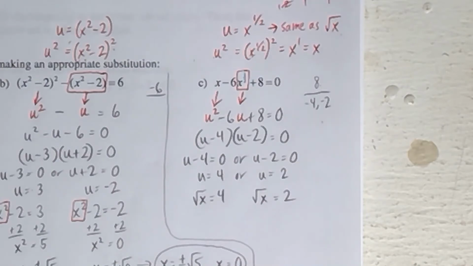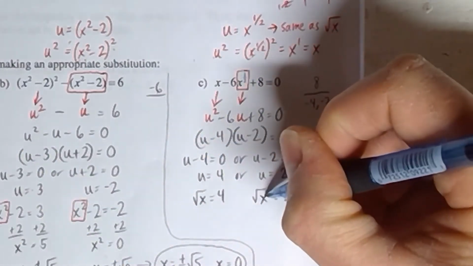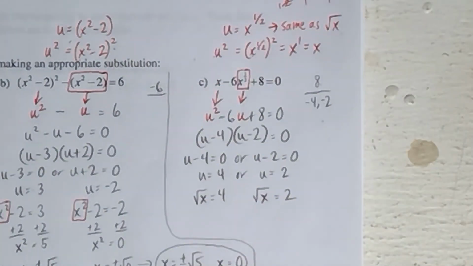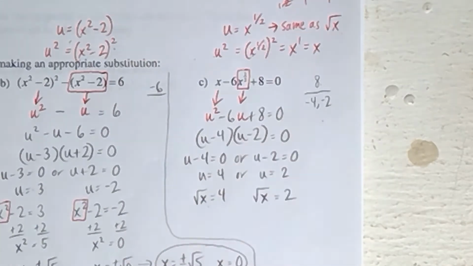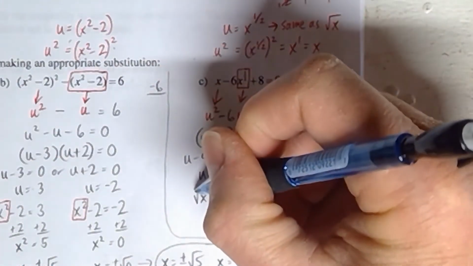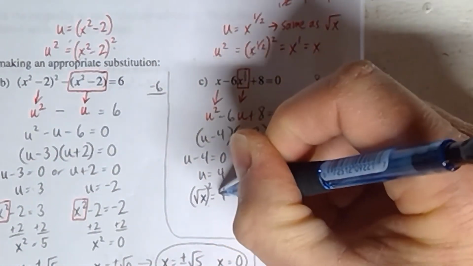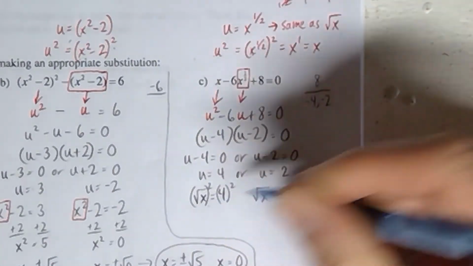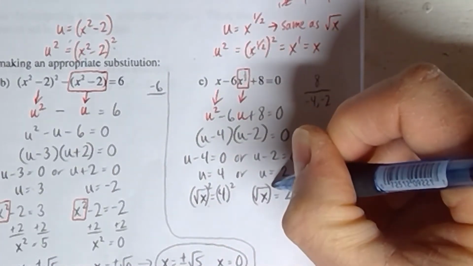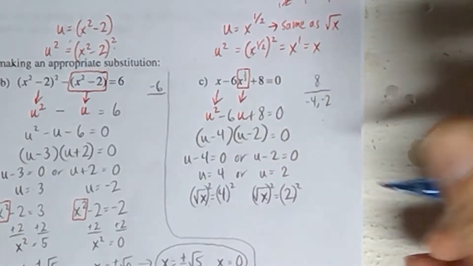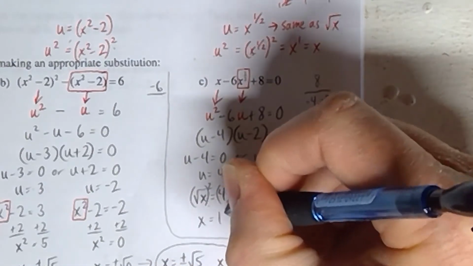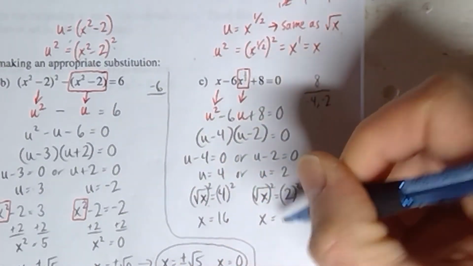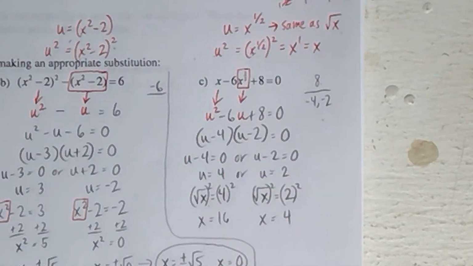And so I don't know how to deal with that, but I do know how to deal with radical equations. So put the radical in there instead. What do I do, you guys, when I have a radical equation and the radical is by itself? I square both sides, don't I? Putting brackets around that, just like we did back in section 7.6. What do we get? x is equal to 16. x is equal to 4.